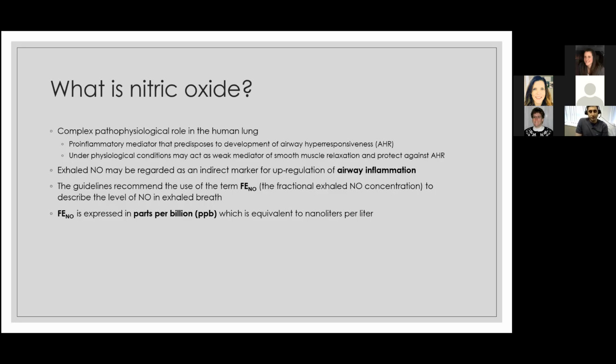So the guidelines actually recommend the use of the term FeNO, or the fractional exhaled nitric oxide concentration, to describe the level of nitric oxide in the exhaled breath. From here on out, I'll just refer to it as FeNO. The FeNO itself is expressed in parts per billion, which is equivalent to nanoliters per liter.